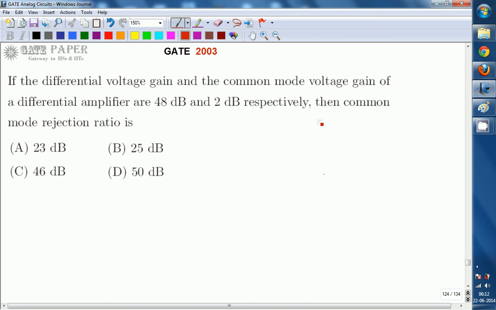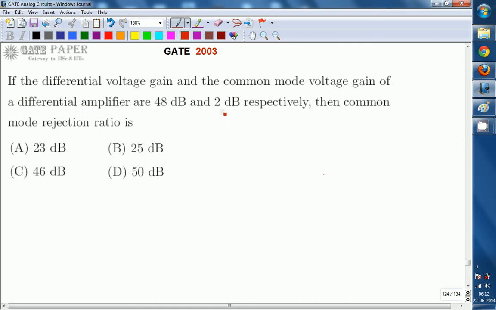Hello, we are discussing the GATE 2003 ECE paper, and this question is related to analog circuits. If the differential voltage gain and the common mode voltage gain of a differential amplifier are 48 decibels and 2 decibels respectively, then the common mode rejection ratio is?